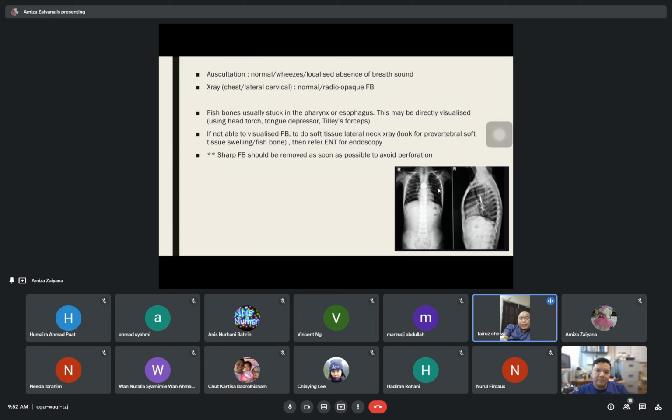So that's why if swallowing a button battery, it's an emergency. Need to remove it immediately or as soon as possible. Can't wait until the next day. Sometimes you refer to the ENT clinic and get an appointment tomorrow, then by the time tomorrow there's already perforation. Just be aware, certain things really cannot wait until tomorrow. A button battery in the stomach, esophagus, or bowel needs to be removed immediately. Okay? Carry on, Kira. Okay, thank you.